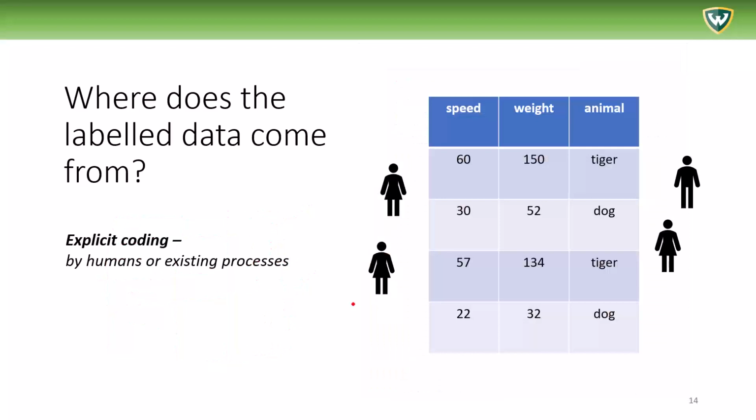And there are two ways that we can get labeled data. One is from explicit coding by humans. Humans go and either enter the data in the data set, or we can have some existing processes, some semi-automated, but a person goes and validates, yes, this here is a tiger, and this is the speed, and this is the weight. This is another tiger. This is a dog, and we examined it. And then this other instance is a tiger, and these are the speed, and this is the weight, and this is the name, and so on.